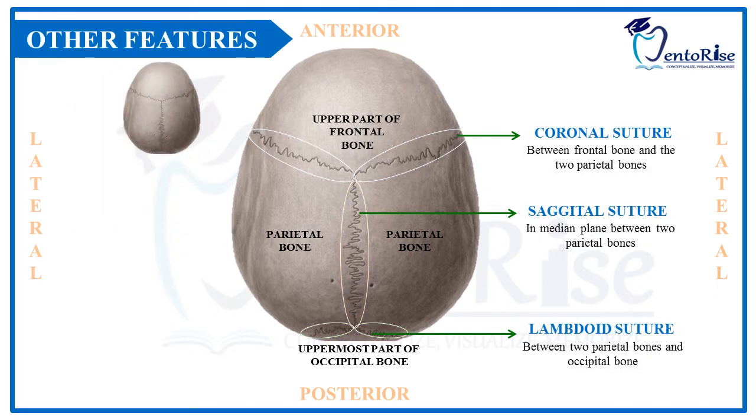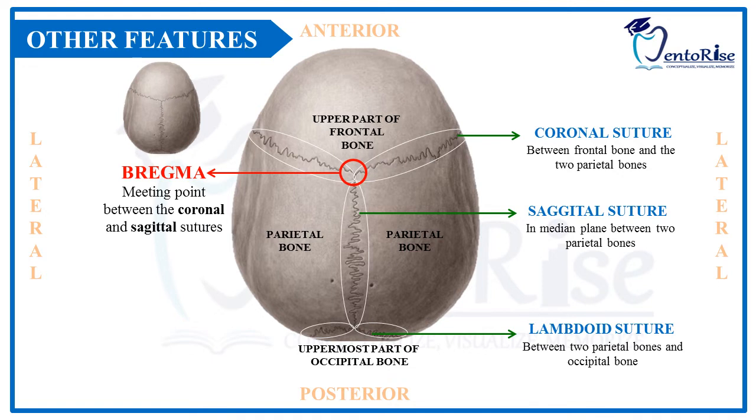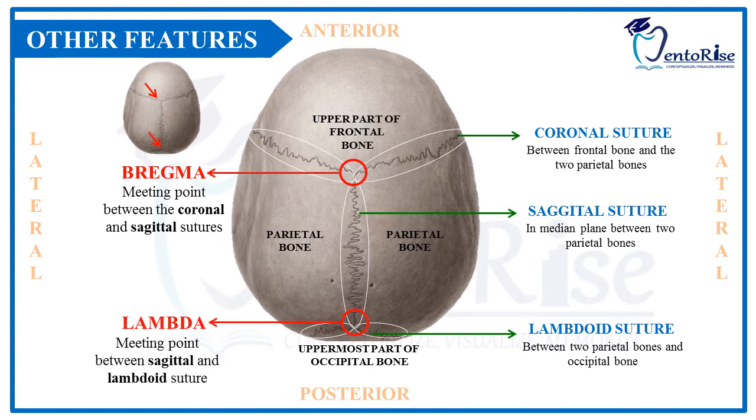After the sutures, let's discuss the junction of sutures. The junction between the coronal suture and the sagittal suture is called bregma and is present anteriorly. The junction between the sagittal suture and the lambdoid suture is called lambda and is present posteriorly.